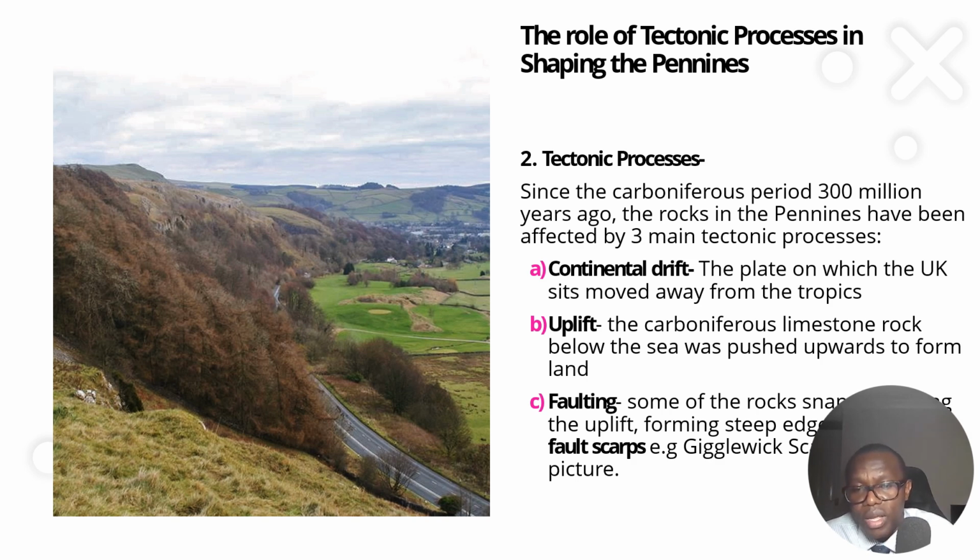Gordale Scar in the picture here is an example of that faulting that led to those fault scarps. And as you can see here, there's a very, very steep scarp slope that drops down right to the bottom of this particular valley. So this here is an example of the faulting that took place. So three tectonic processes: continental drift, uplift, and faulting.